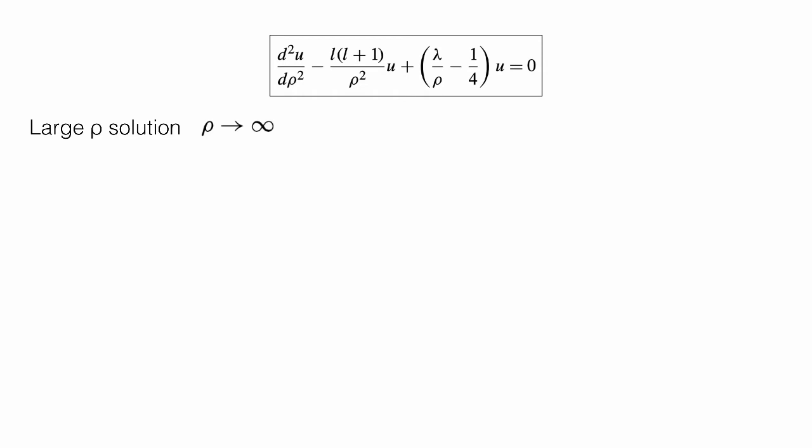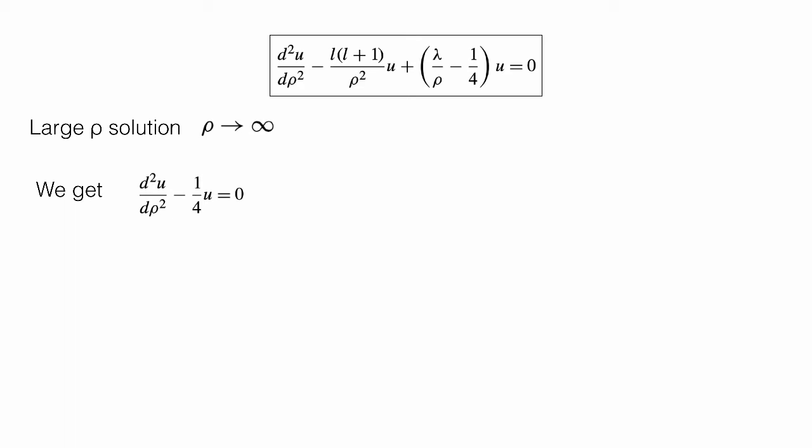So what happens at very large distances? Well, first of all, at very large distances the centrifugal barrier is going to be essentially nonexistent, right? It's the 1 over rho squared. And the electrostatic potential will also be nonexistent. So lambda over rho can be neglected when rho is very large. So in other words, I end up with this very simple equation.